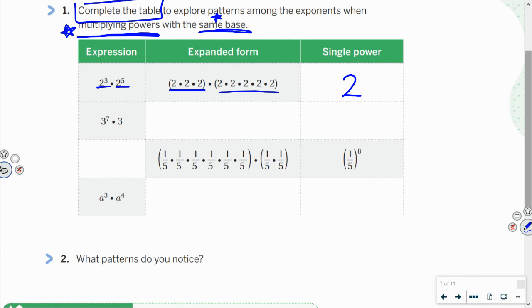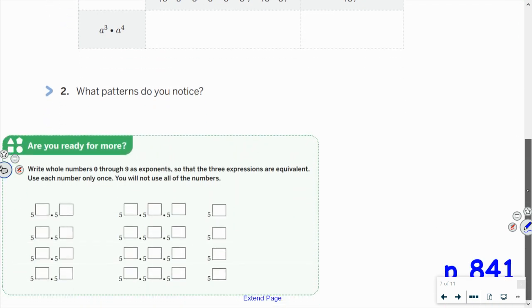The base is still repeatedly multiplying 2, but now we have 1, 2, 3, 4, 5, 6, 7, and 8. So those are all equivalent expressions. At this time, I'm going to ask you to pause the video, complete the rest of the table, including number 2, what patterns do you notice? And then I think you guys should go for the are you ready as well. Let me go ahead and do this one, and then you can pause.